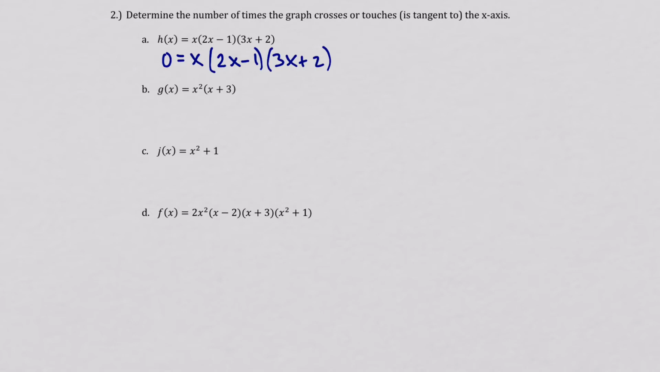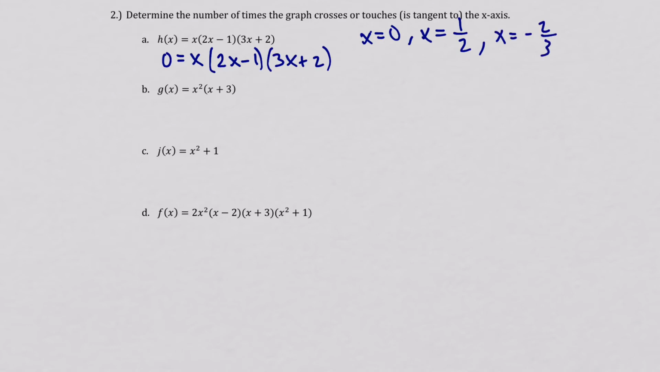Okay, if you separate those out, you're going to get x equals 0, right, from this one. You're going to set this one equal to 0. Some of you guys can do that in your head, some of you guys cannot, but go ahead and set 2x minus 1 equals 0 and solve, and you're going to get x equals 1/2. And the final one, same thing, set it equal to 0, and you're going to get x equals negative 2/3.